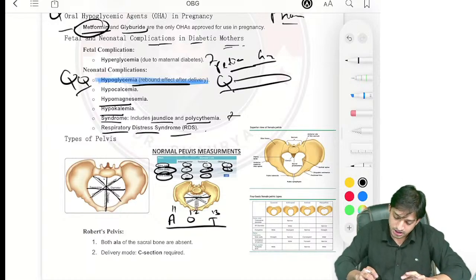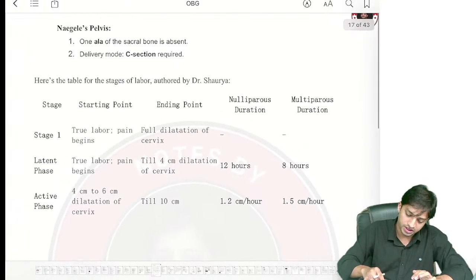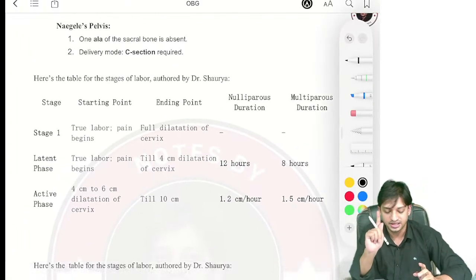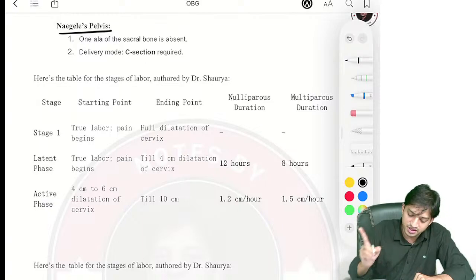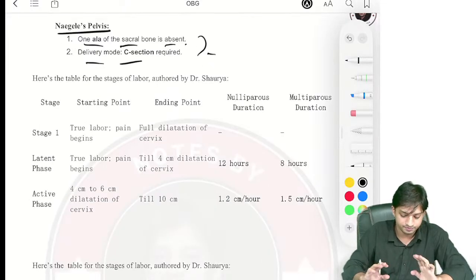Now guys, we will just move ahead. Now there are two specific types of pelvises that they have asked you. Naegeli's pelvis, right? One ala of the sacral bone is absent and delivery mode here required is C-section, right?